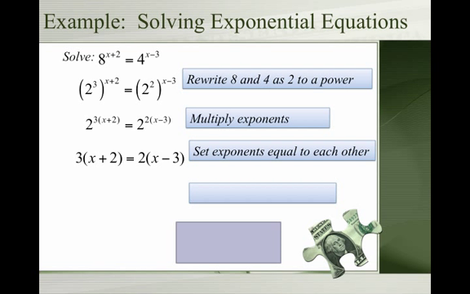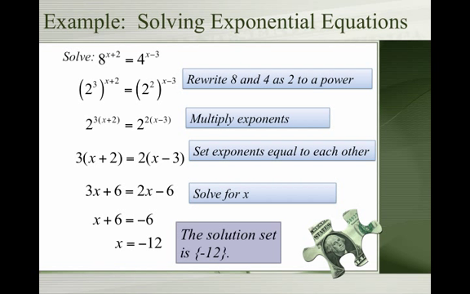All right, so what can I do now? I can just set those exponents equal to one another, and I can solve this equation. We can distribute the 3 and the 2, and now we can simply solve for x. I can subtract 2x from each side, then subtract 6 from each side, and I end up with x equals negative 12 as my solution set.